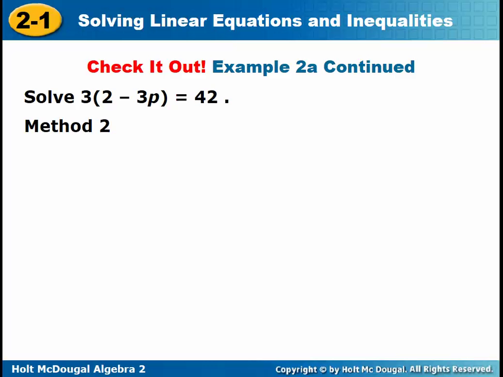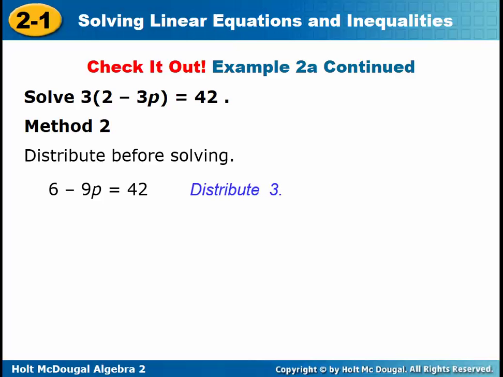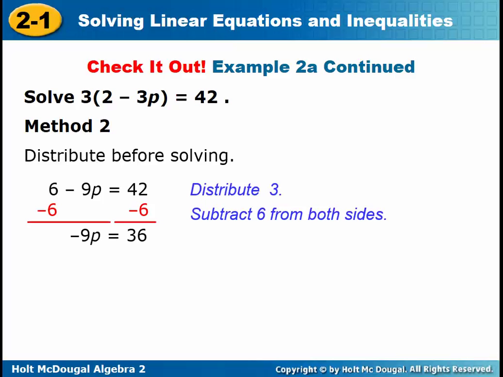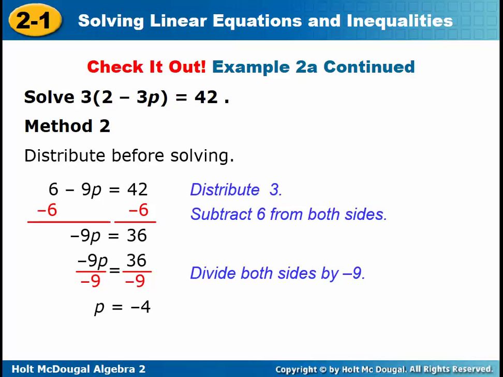And in this method, this is the method where you do the distributive property first. You would get 6 minus 9p equals 42. Subtract the 6 from both sides. Divide by -9, and we get -4. You'll get the same thing with either method.